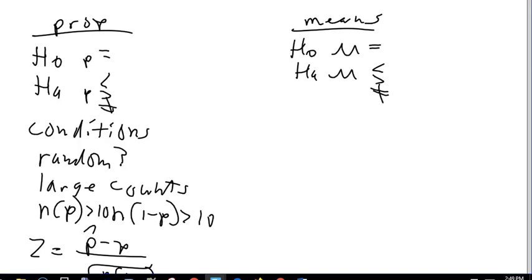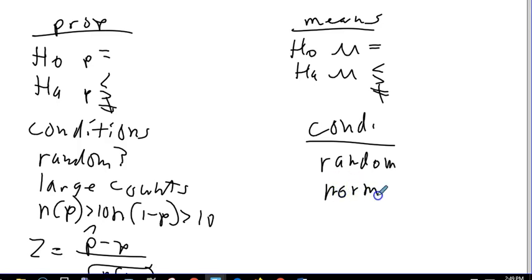All right, so for conditions, you are still going to be checking for random. And we're checking for normal, like we've been doing. So remember, n has got to be greater than or equal to 30, or they have to tell us it's approximately normal. And then down here, instead of using z, we're going to be using t. Yes, that's a t.